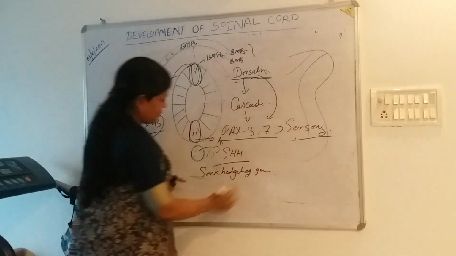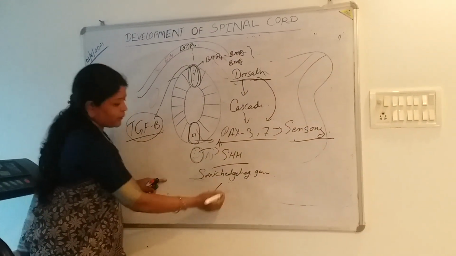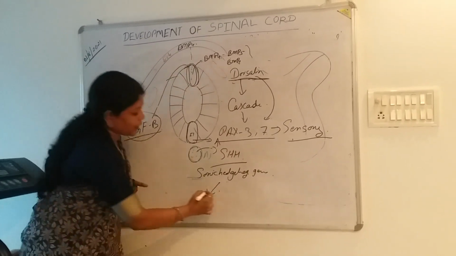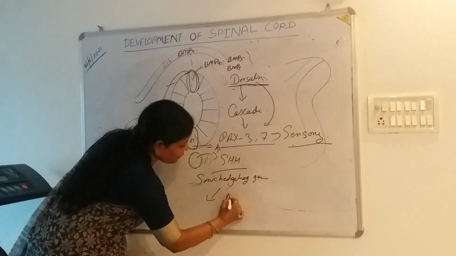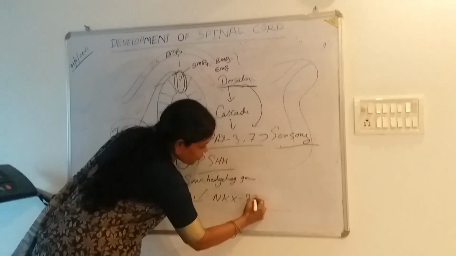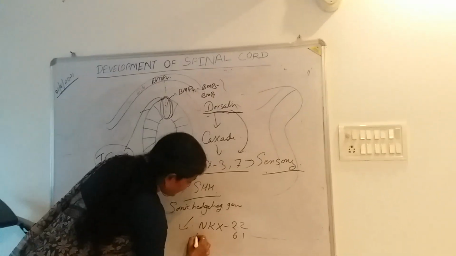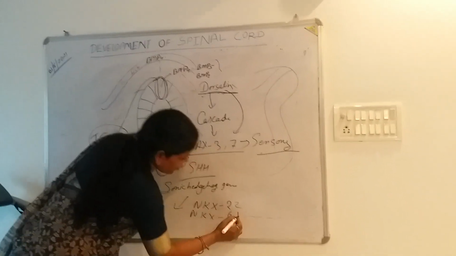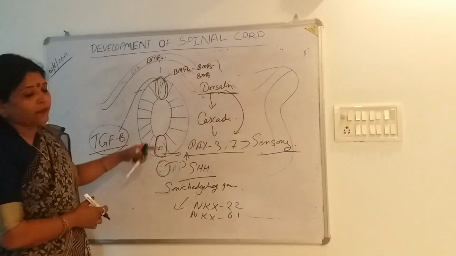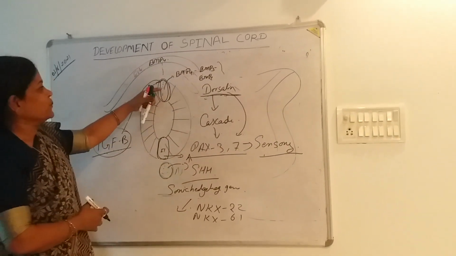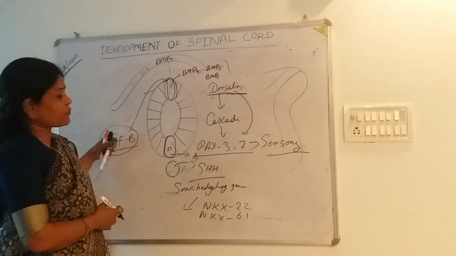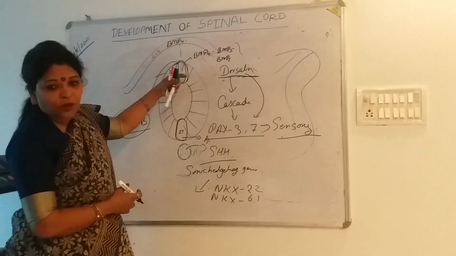And sonic hedgehog gets a secondary transcription factor cascade, under the influence of NKX2.2 and 6.1. You do not need to remember them like that. You just remember sonic hedgehog on the ventral aspect, and transforming growth factor B on the dorsal side.